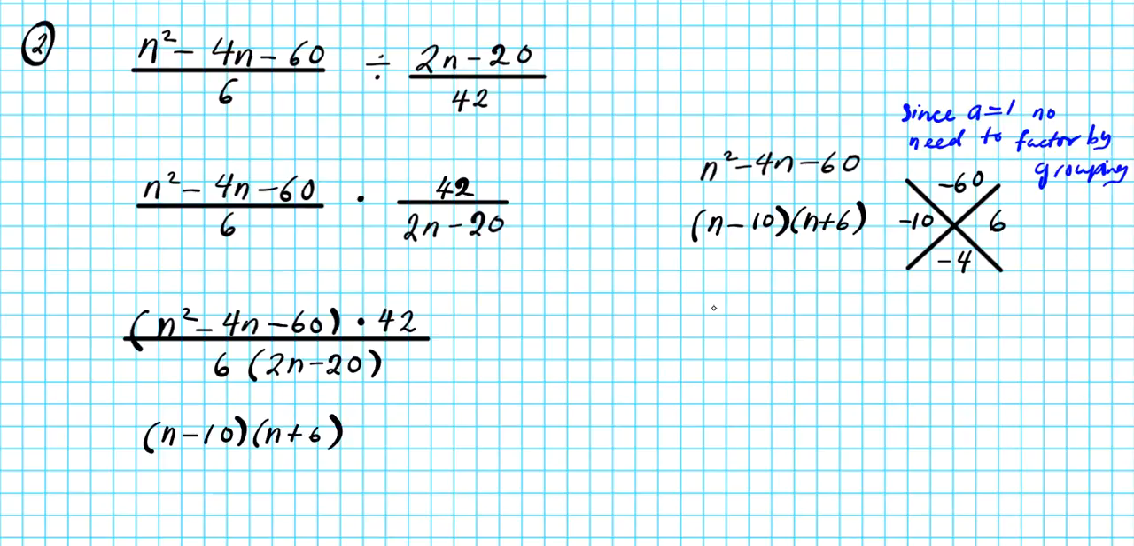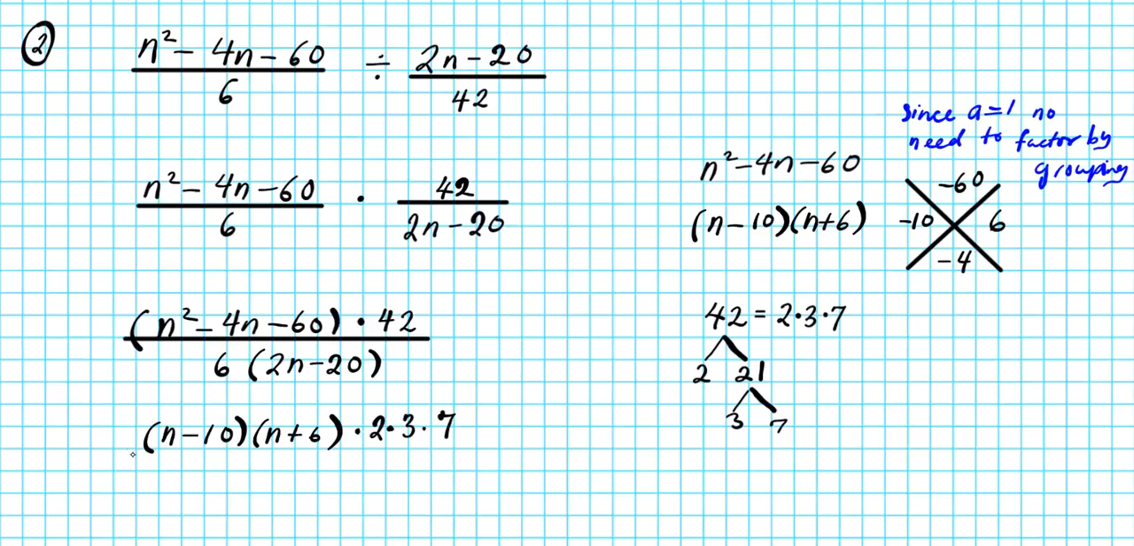Now let's direct our attention to 42, this monomial right here. Let's decompose it. If we decompose that, we'll have 2 goes into 42 21 times. 3 goes into 21 7 times. So the decomposed form of 42 is 2 times 3, which is 6, times 7. So we're going to put it right here, times 2 times 3 times 7.